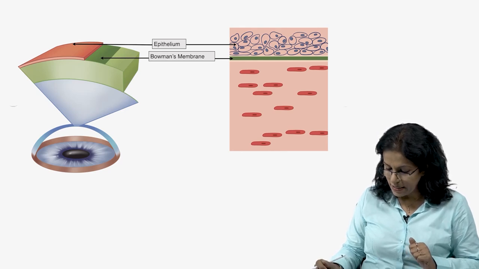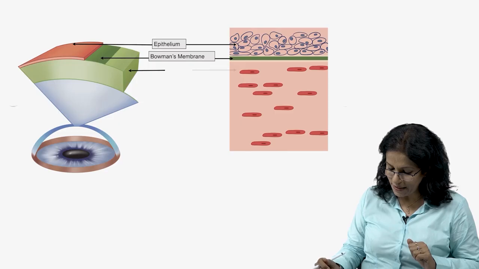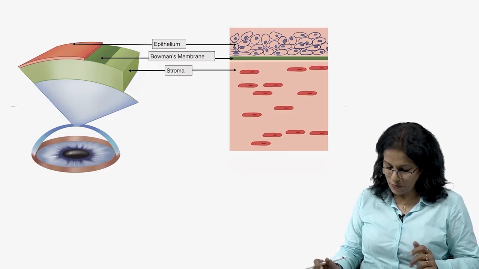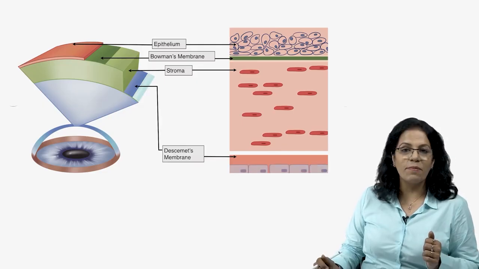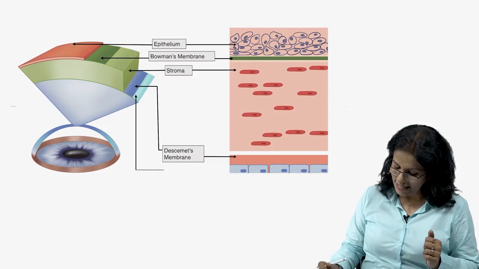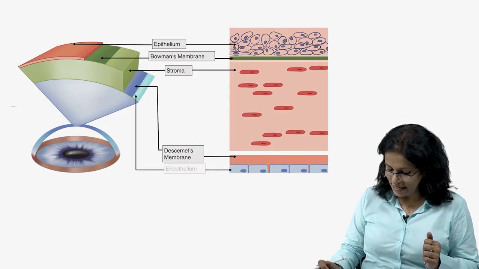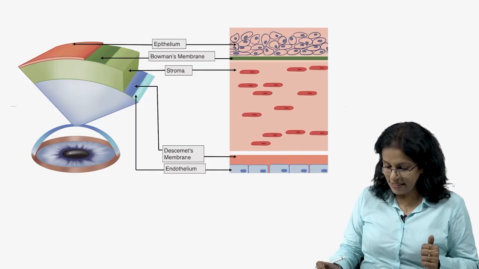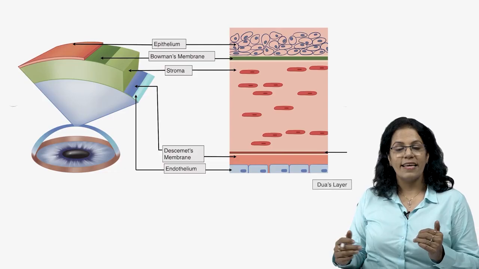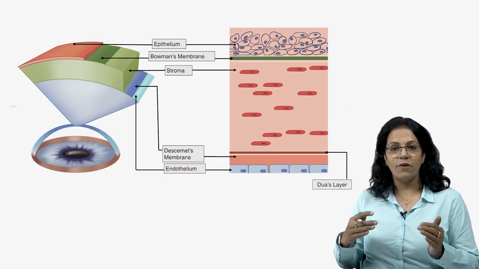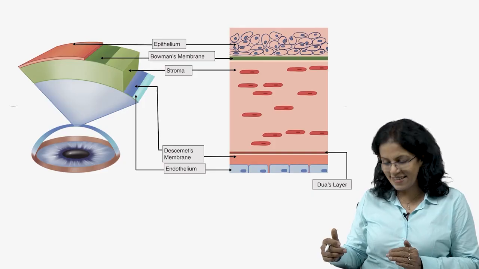Then we talk about another layer after stroma. So, this is your stroma. And of course, Descemet's membrane, and finally endothelium, isn't it? Is there any other structure we are missing? Yes. This is because it has been found at a very late stage. So, we are just learning it at the last.